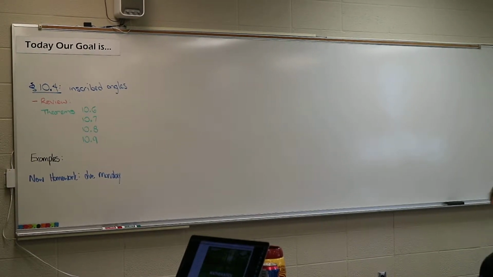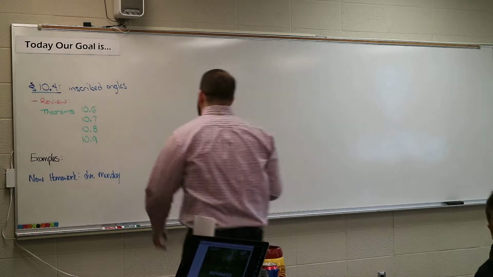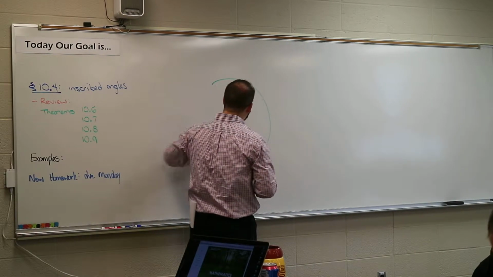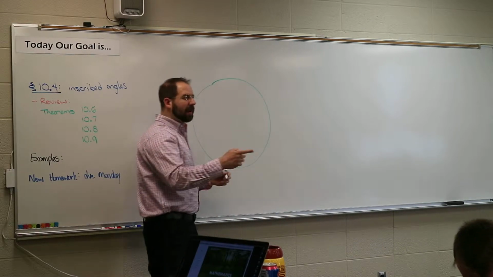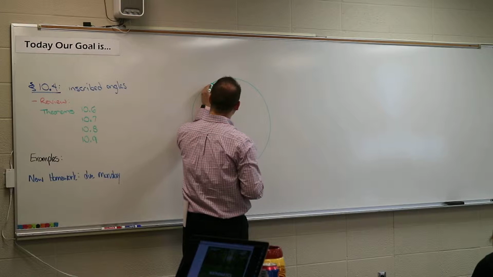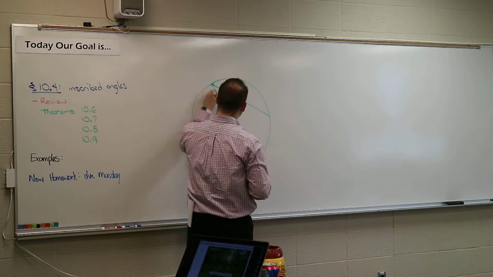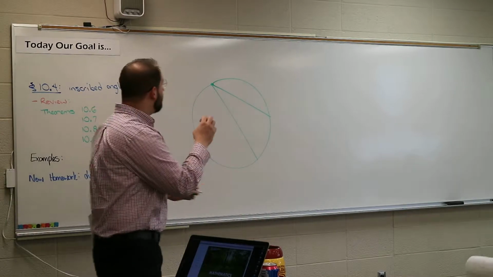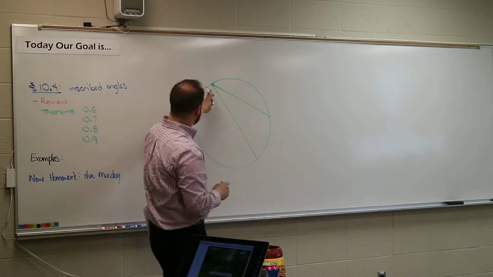Okay, so theorem 10.6. All right, theorem 10.6 talked about if you had a circle where you inscribed an angle. An inscribed angle is an angle that is on the circle itself and it's looking across, where I believe the book definition says the vertex of that angle lies on the circle itself.